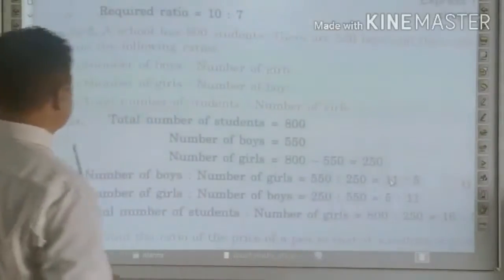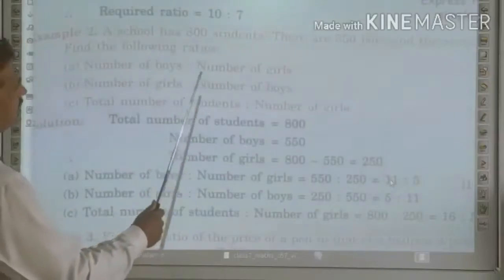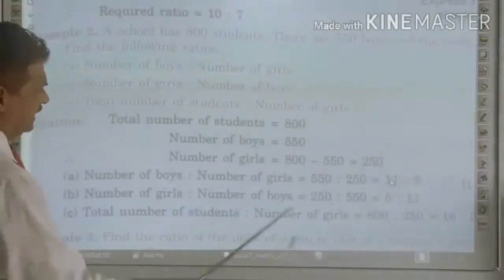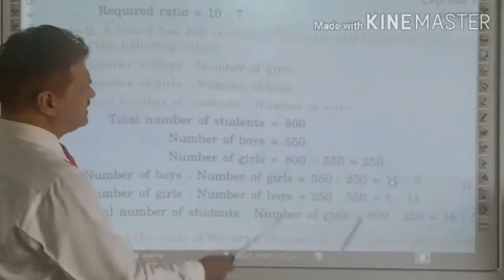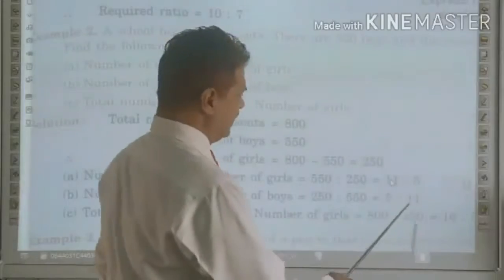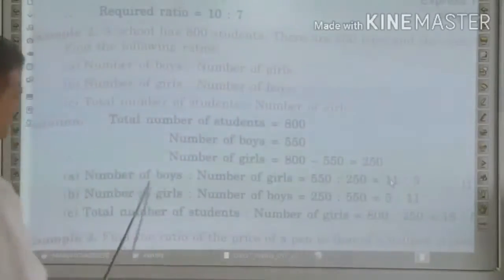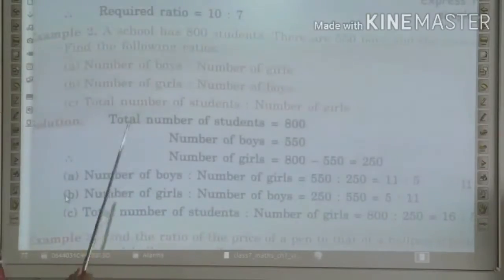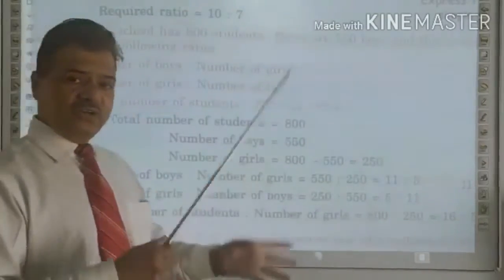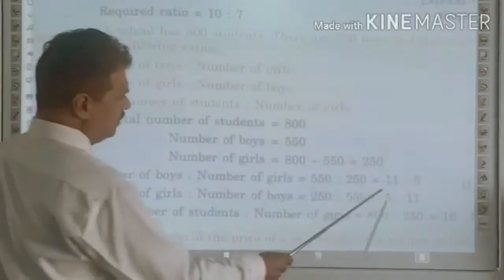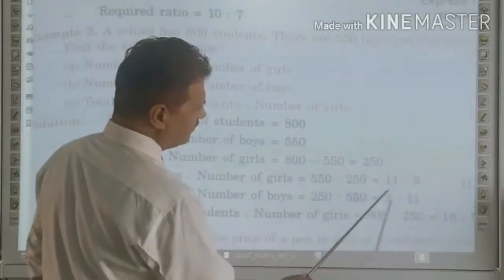Now second question: ratio of the number of girls to the number of boys. Number of girls is 250 and number of boys is 550. So the ratio changes places. When the ratio quantities are reversed, the ratio is reversed. So the ratio will be 5:11 instead of 11:5.